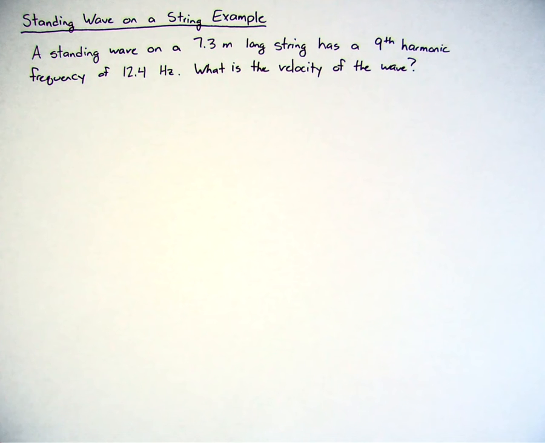In this example, we're going to take a look at what happens when you have a standing wave on a string. What's a little bit different about this problem is that I'm giving you the ninth harmonic frequency as opposed to just the fundamental frequency. So you have to work backwards to figure out exactly how long one single wavelength is going to be. The easiest way to do that is to just draw out a quick little picture.